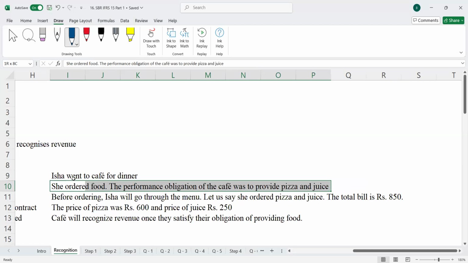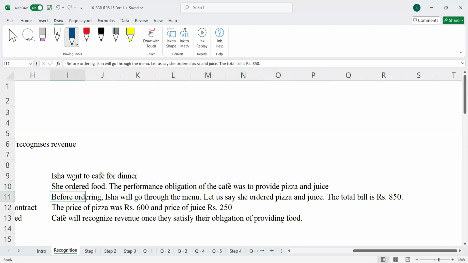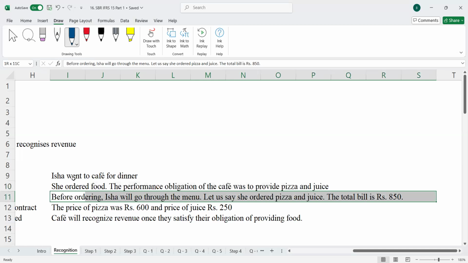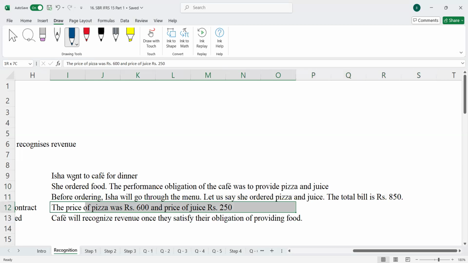Now, see, transaction price, it is the price that will be paid by the buyer and received by the seller for entering into a contract, for entering into this transaction. Once I determine the transaction price, my transaction price here is 850. Now, what is the next thing that I do? I split my transaction price to the separate performance obligations. What is my transaction price? 850. What are my two different performance obligations? Pizza and juice. So what I am doing over here is I am splitting it. How much for pizza? How much for juice?